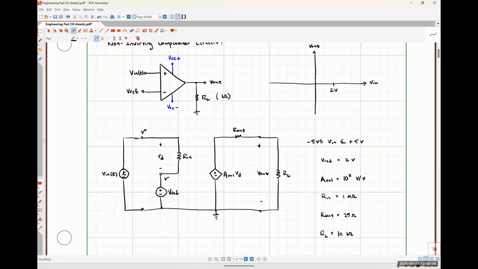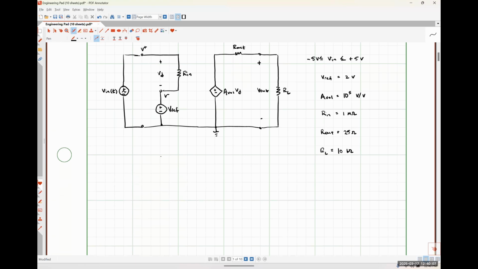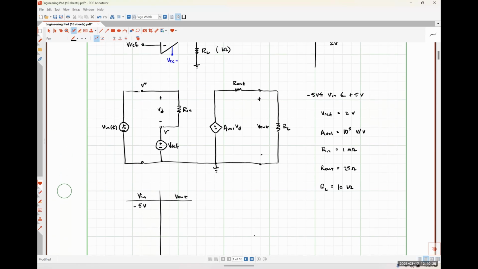If Vn... So let's put Vn over here on the left-hand side and V out over here on the right-hand side. So let's start with Vn is equal to -5 volts. Okay. If Vn were -5 volts, what would our differential voltage be? Anybody have any thoughts?